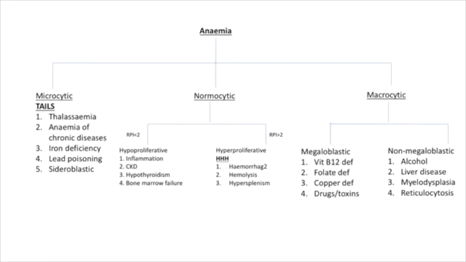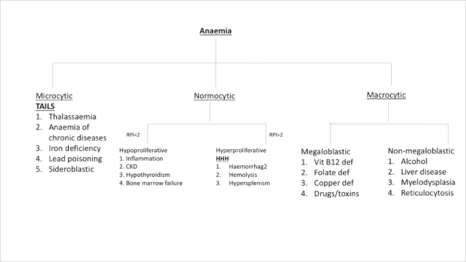Hopping over to the right-hand side of the diagram, we can look at causes of macrocytic anemia, which can be classified as megaloblastic versus non-megaloblastic. This basically describes the appearance of the erythrocyte on a smear, with megaloblast meaning round, non-megaloblast meaning not round, more oval shaped. Okay, so causes of megaloblastic macrocytic anemia include vitamin B12 deficiency, folate deficiency, copper deficiency, and certain drugs and toxins. The one that springs to mind is zidovudine, as a classic so-called poster child of megaloblastic macrocytic anemia.